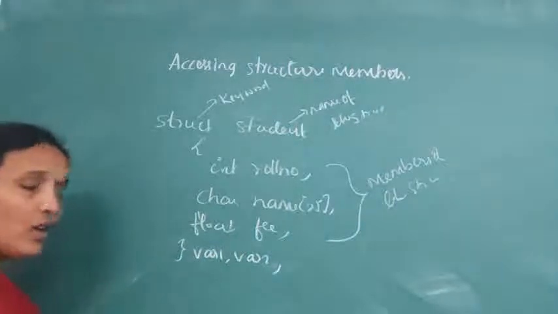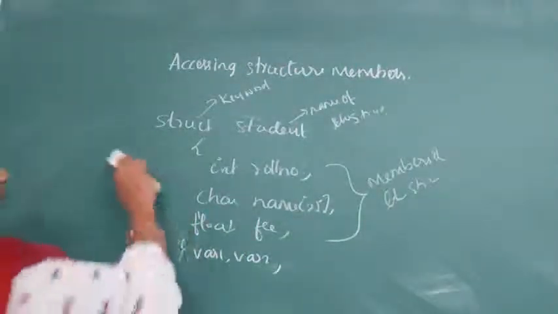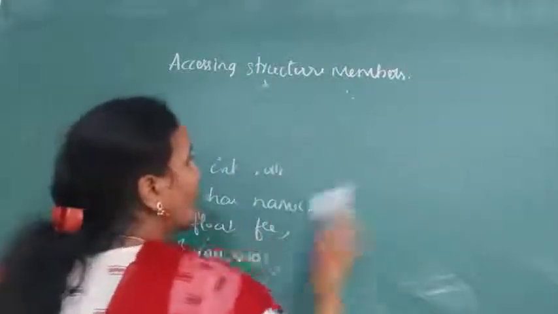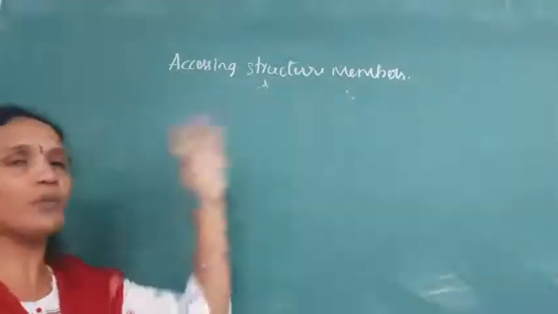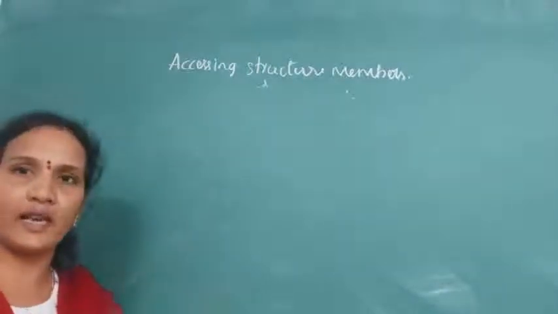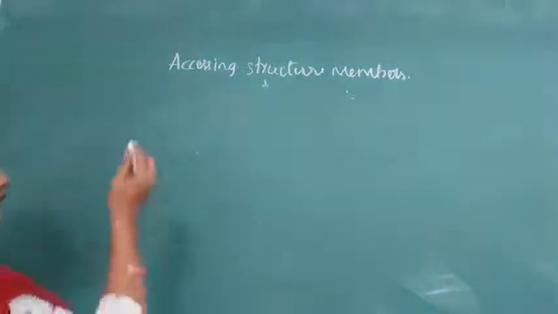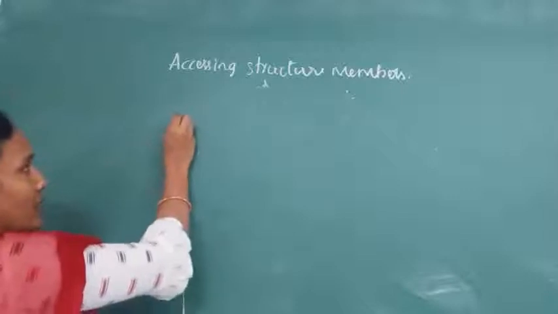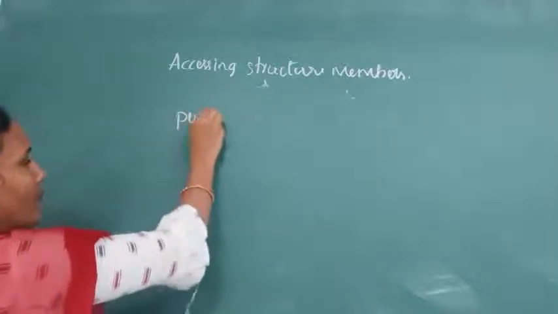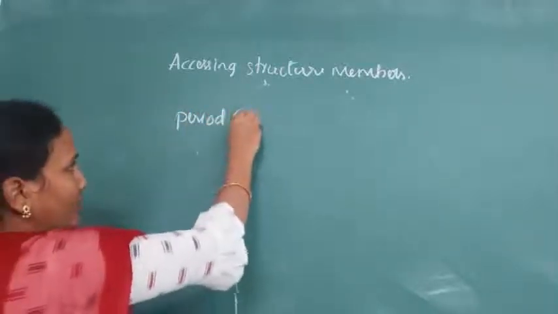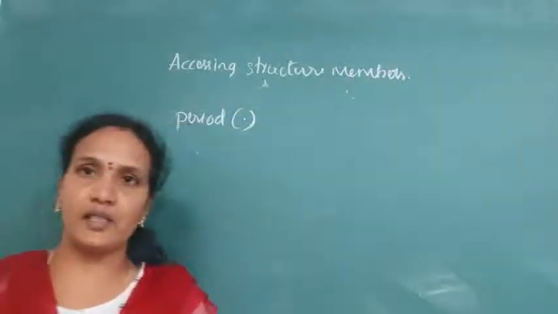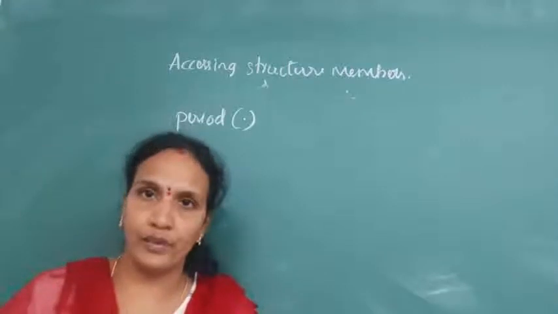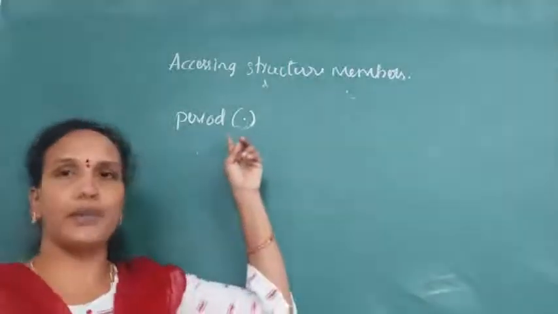Okay. So, now a topic comes: when a variable wants to access the structure members, how can it access? It is possible by using a period, or we can say a dot. Okay, so a variable can access structure members using a period.